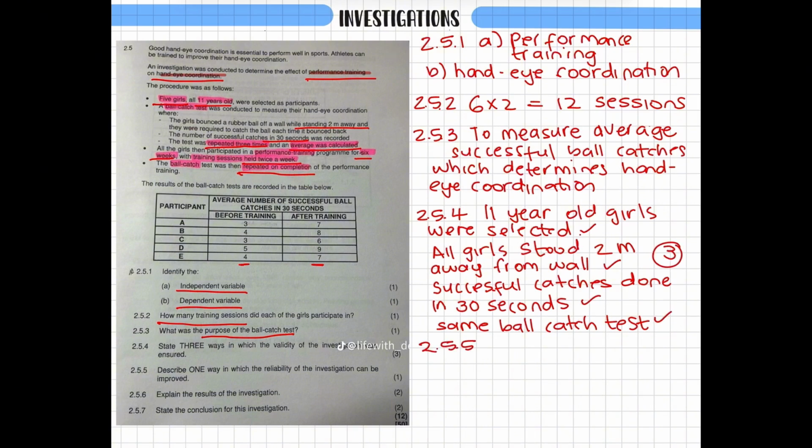For the next question, you describe one way in which the reliability of the investigation can be improved. Going back to the extract, they tell us that the test was repeated 3 times, so it must be repeated for more than 3 times. And then the performance training program was done for 6 weeks, so it should be for more than 6 weeks. They used 5 girls, so they can use more than 5 girls.